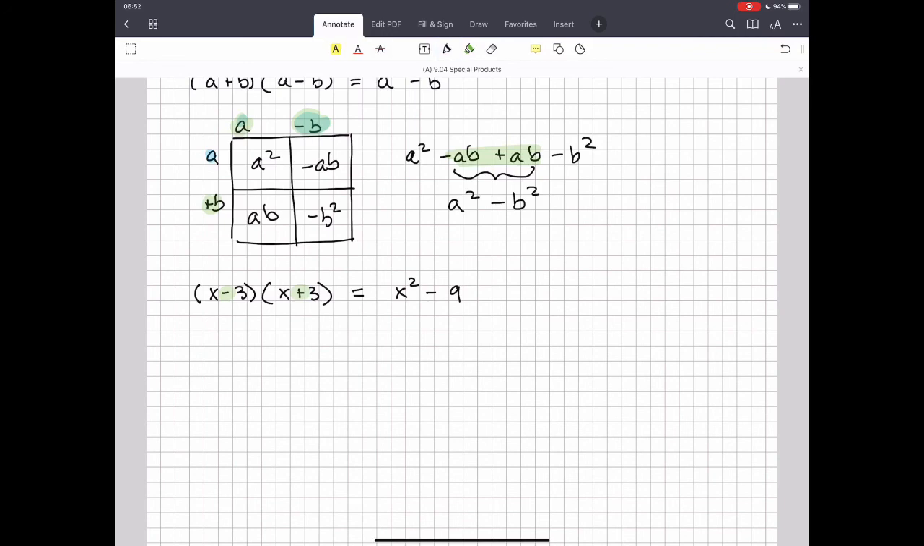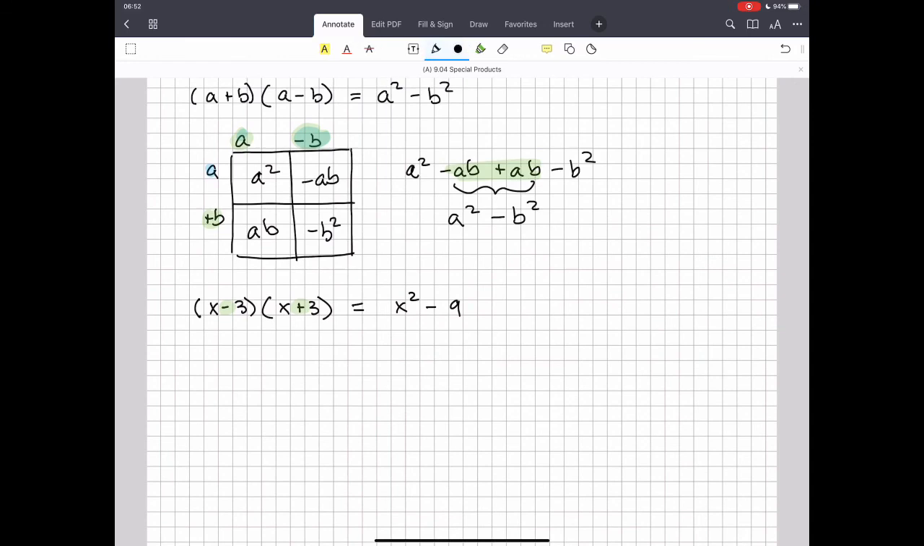Let's look at another example of 2x plus 4 multiplied by the quantity 2x minus 4. Well, we can square the first term. 2x times 2x is 4x squared. And we can square the last terms. 4 times negative 4 is negative 16. And there's the answer for that one. So that helps us to be more efficient.